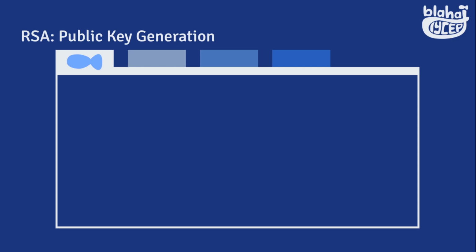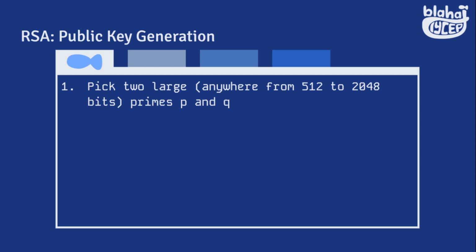We'll be starting with our public key generation. So let's pick two large primes, which are anywhere from 512 to 2048 bits. Actually, it can be larger, it will just take a long time to generate. And it cannot be smaller because otherwise it will be insecure. So let's say p is around 2 to the power of 512, and q is also around 2 to the power of 512. After that, we'll calculate n equals p times q.